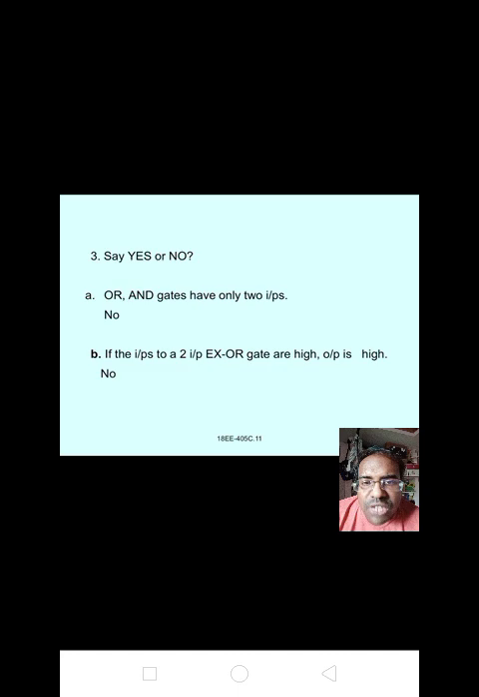Next, 3. Say yes or no. Do XOR gates have only two inputs? No. If the inputs to a two input XOR gate are high, the output is high? No.